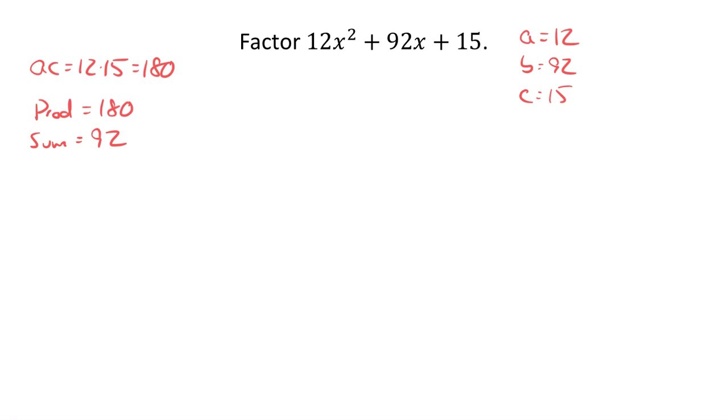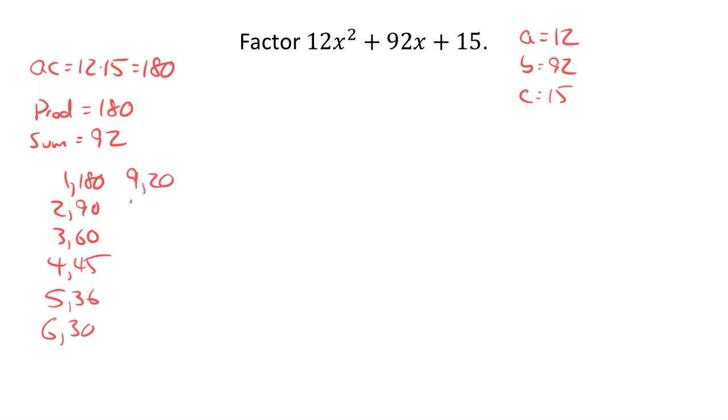Now you might already see what this pair of numbers is. If you don't, you can just start to go through the list. 1 and 180, 2 and 90, 3 and 60, 4 and 45, 5 and 36, 6 and 30. Boy, there are a lot of these. 9 and 20, 10 and 18. We're getting close. You can see as we get to larger, smaller factors, the numbers get closer and closer. We've got 12 and 15, and that should be it.